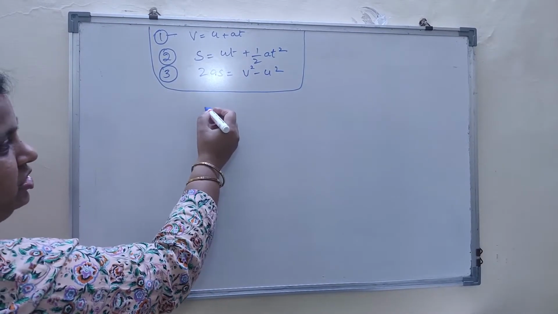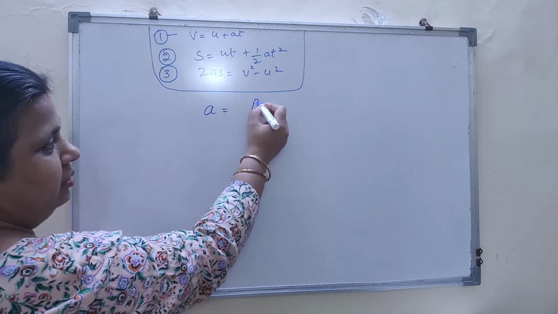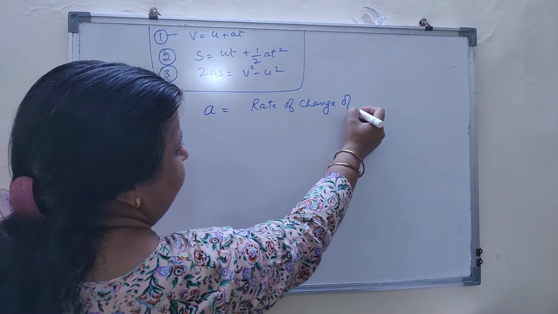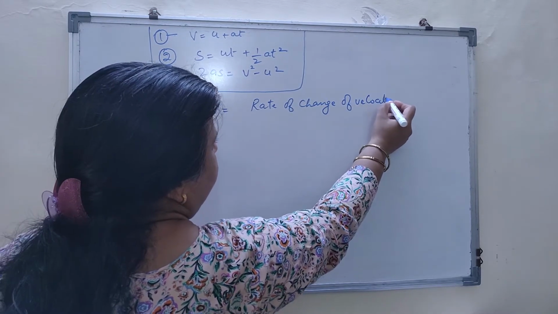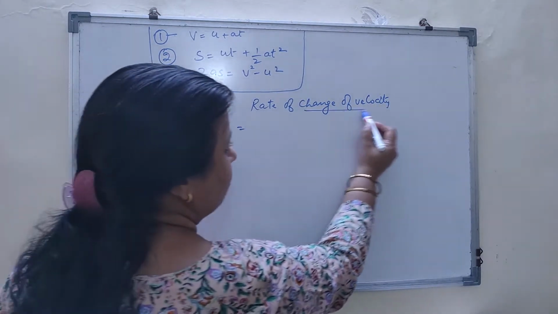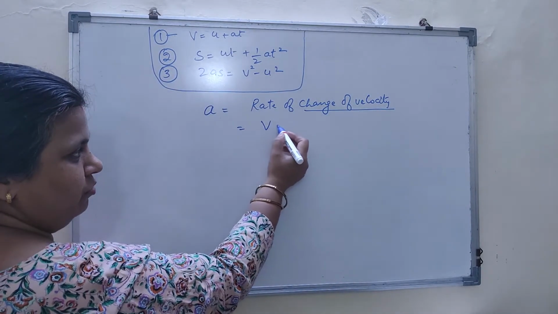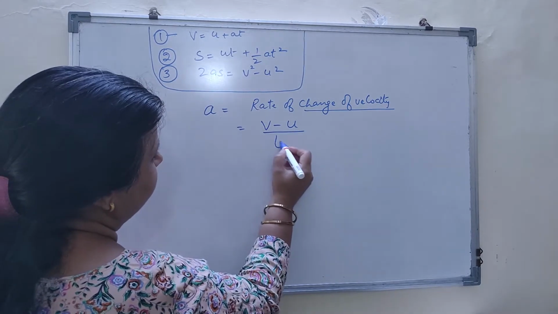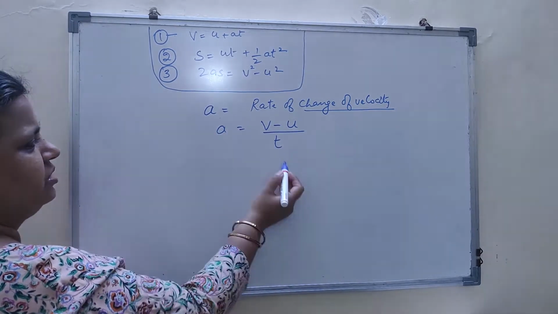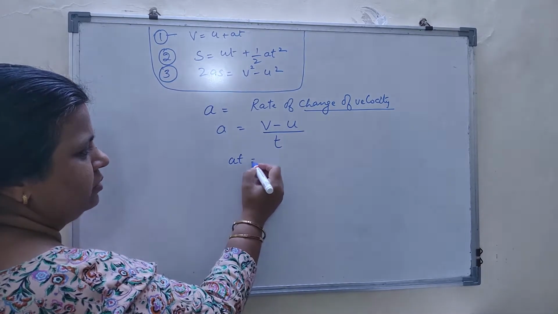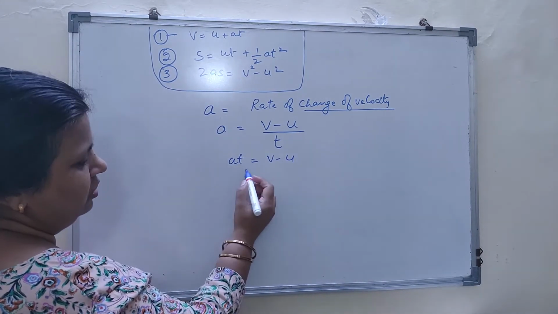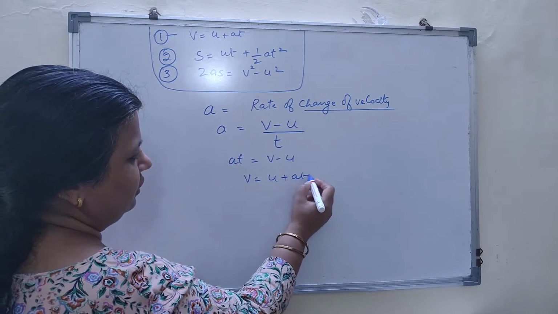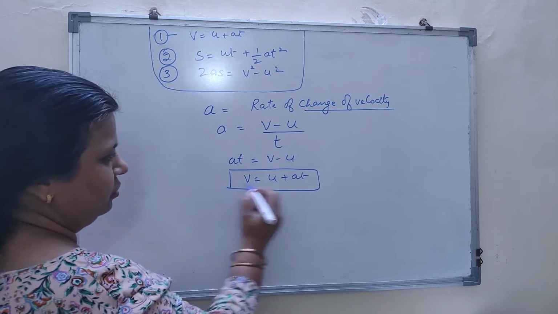Now what is acceleration? Acceleration is the rate of change of velocity. This is the definition, right? So what is the change of velocity? The final velocity v minus the initial velocity u, divided by the time taken. So just rearrange it: at = v − u, just transpose to this side. So we can write v = u + at. This is the derivation for the first equation.